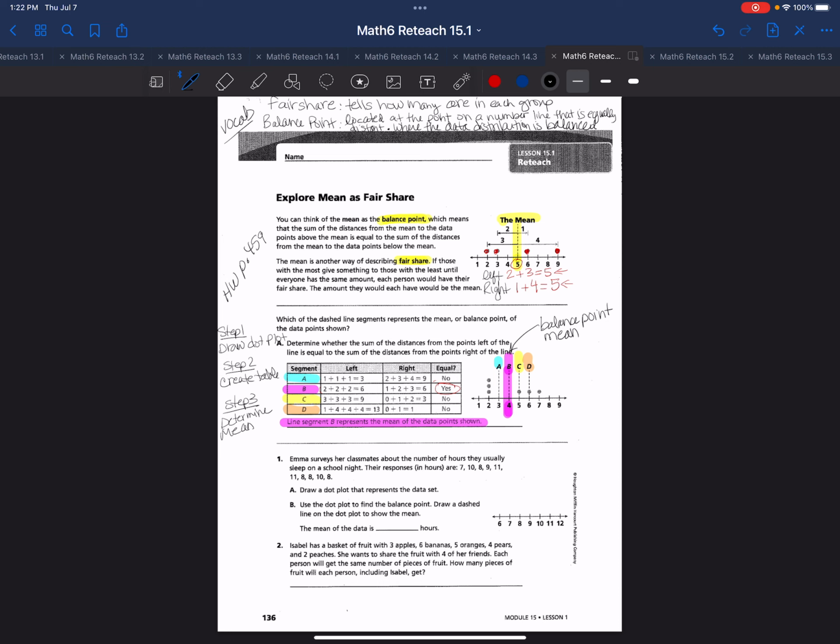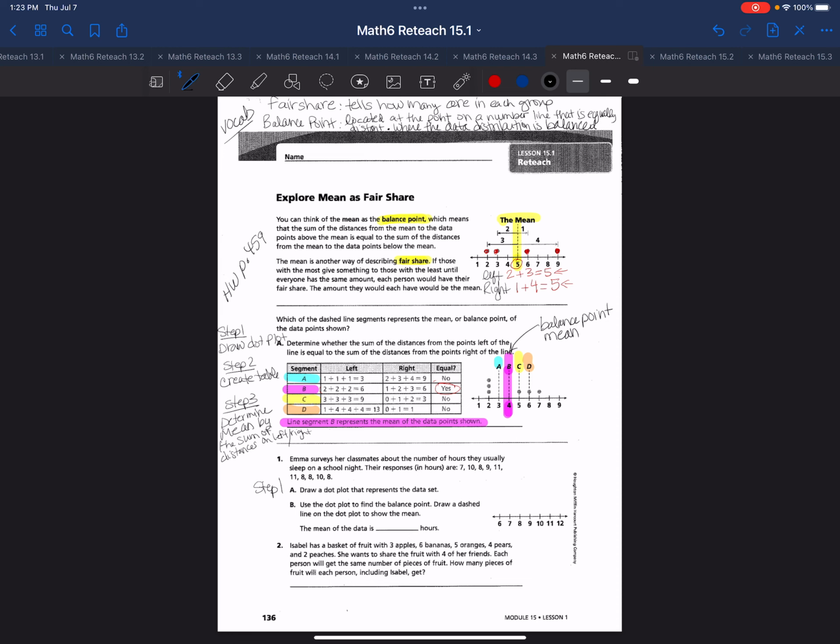And step 3 is we need to determine the mean. We determine the mean, or the balance point, by the sum of the distance on the left and the right and see if they are equal. All right, let's look at this question 1. Emma surveys her classmates about the number of hours they usually sleep on a school night. Their responses are the following.